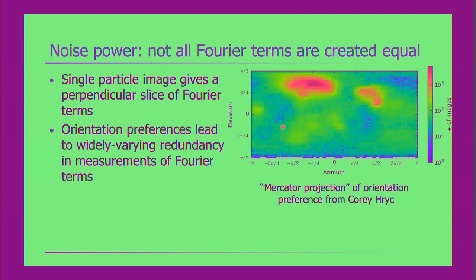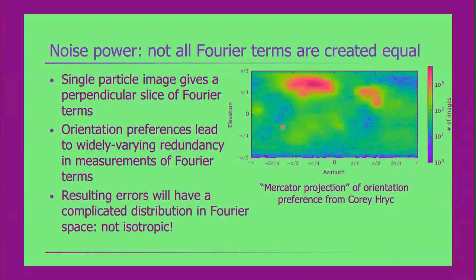Each particle image is an incredibly noisy source of data, and you need many observations in order to reduce the noise by averaging. And if your redundancy varies a lot, then the relative noise varies tremendously as well. So you end up with a distribution that's going to be very complicated, and it's certainly not isotropic. It's not just a function of resolution.